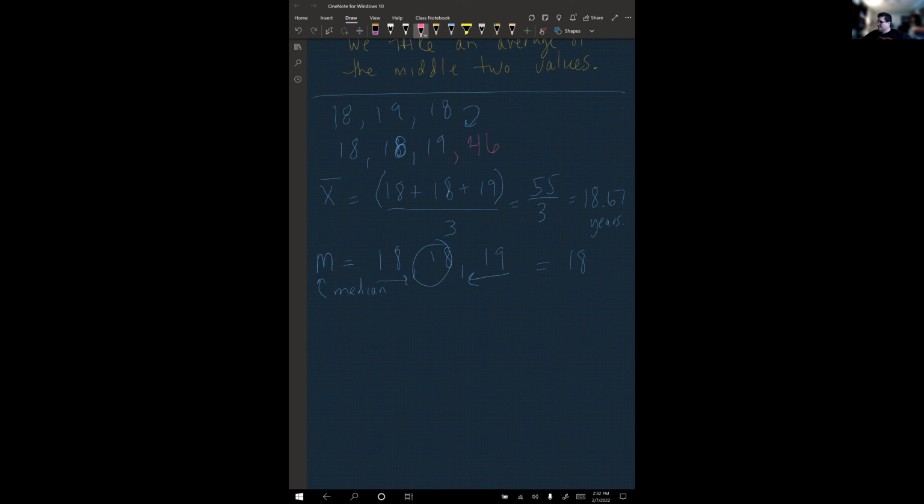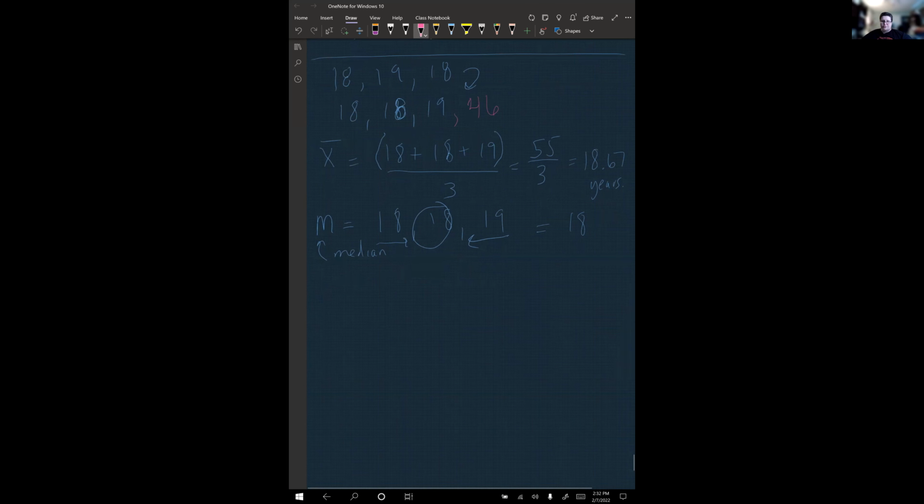So what does adding my age to the group do for the mean and the median? So my new X bar will be 18 plus 18 plus 19 plus 46, now over 4. And let's see, I had 55 before, I add 46. Adding 45 would be exactly 100, so 46 would be 101 over 4, and that ends up being 25.25.